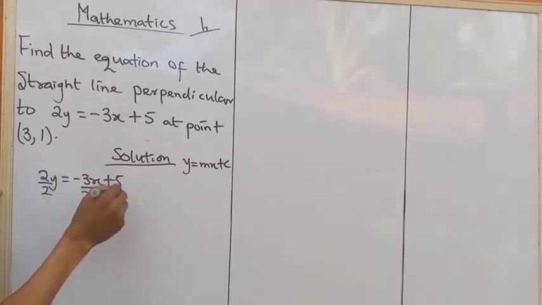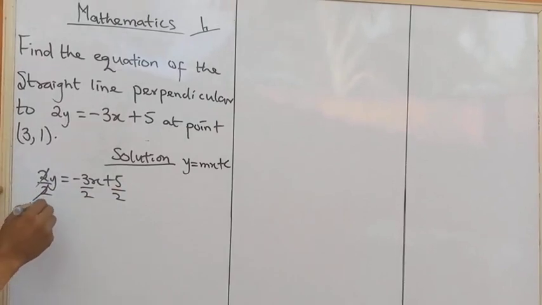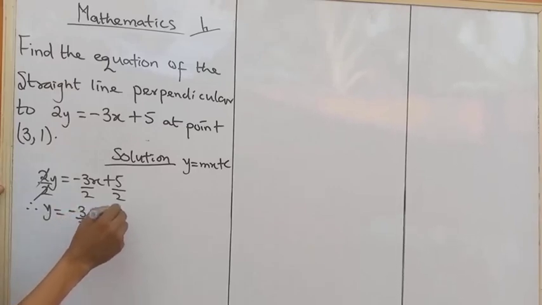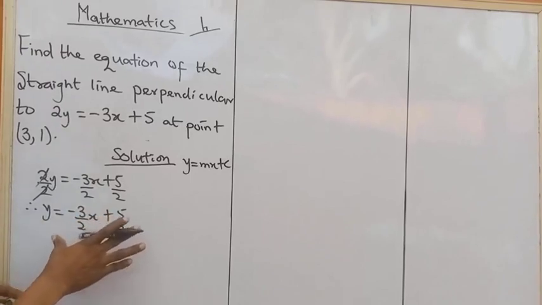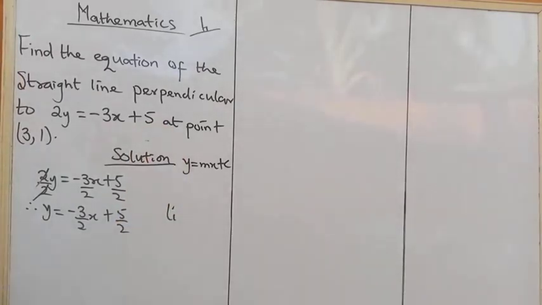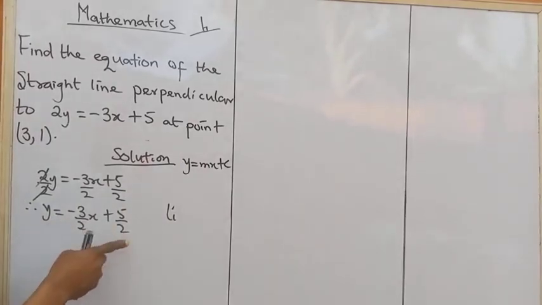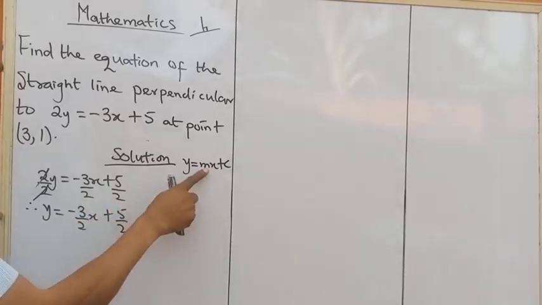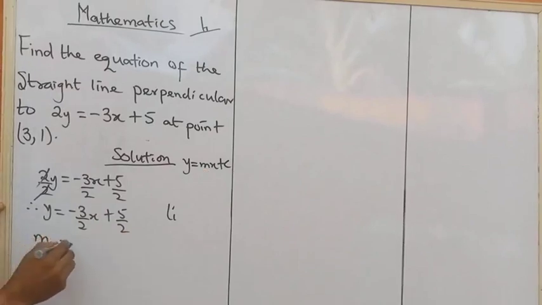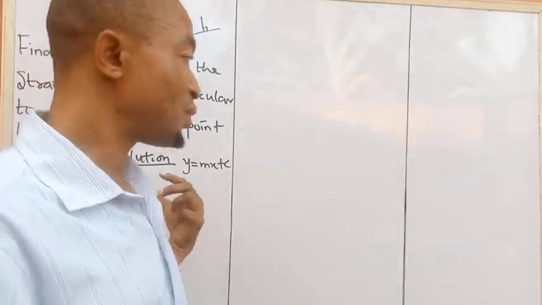So we have to eliminate the coefficient by dividing all through by 2. You divide by 2, you divide by 2. So this cancels this. Therefore, our y now will be equal to negative 3 over 2 x, plus 5 over 2. This is the form of the equation of a straight line. So this is line 1, the first line. Now, can we get the gradient of this line? The gradient is m, like I said. So we can say that our m, let's call it m1, equals negative 3 over 2. So this is the gradient of the first line we are given.